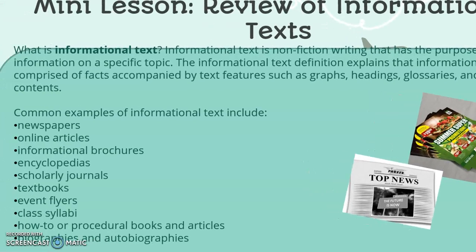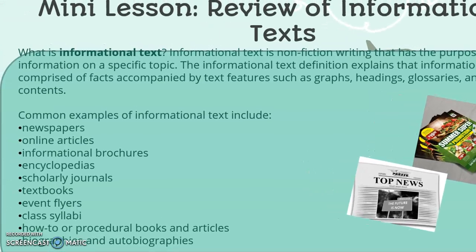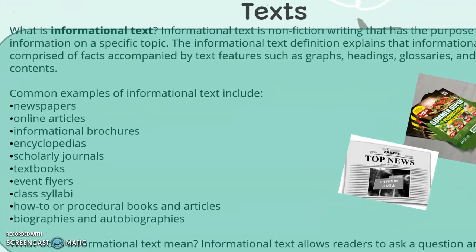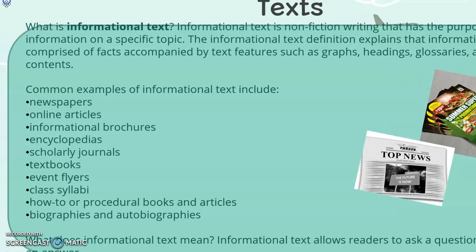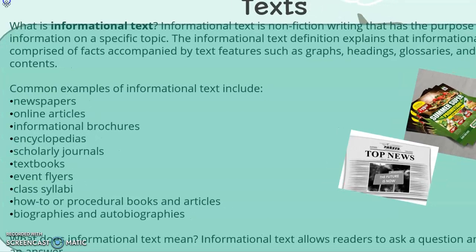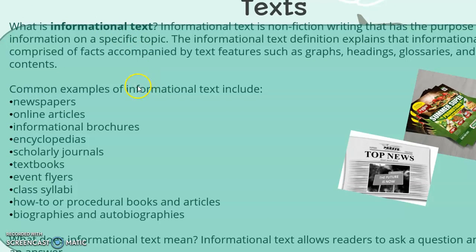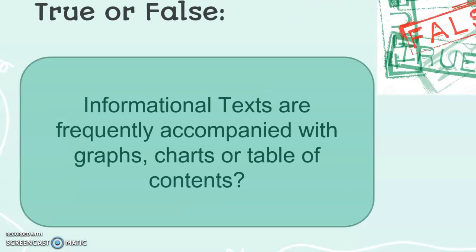For your mini lesson, let's review the different types of informational texts. So what is an informational text? It's a type of nonfiction writing that has the purpose of giving information on a specific topic. So these are some common examples, things like newspapers, online articles, informational brochures, encyclopedias, scholarly journals, textbooks, event flyers, class syllabi, or how-to books. They're also frequently accompanied with graphs, charts, or tables.